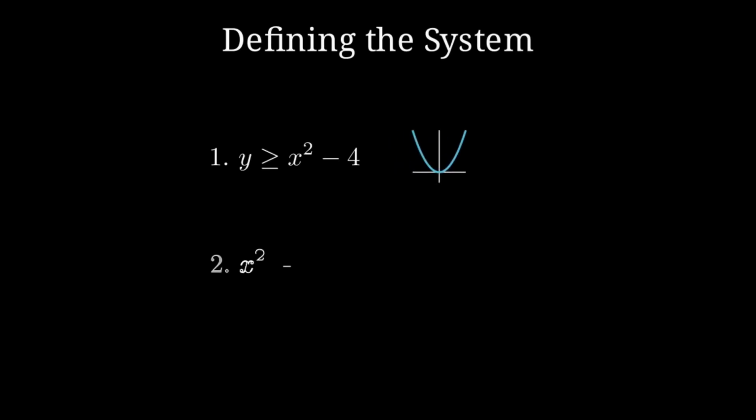A system consists of two or more inequalities. The solution to the system is the intersection, or the overlap, of all individual shaded regions. Let's look at a system involving a quadratic parabola and a circular boundary.